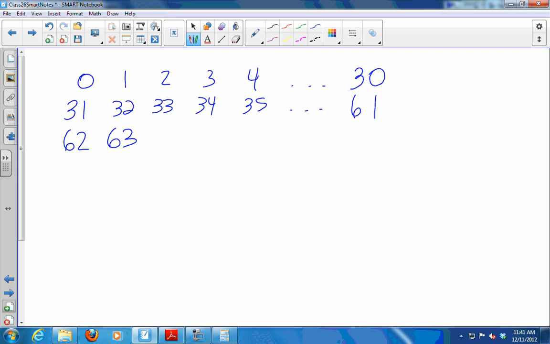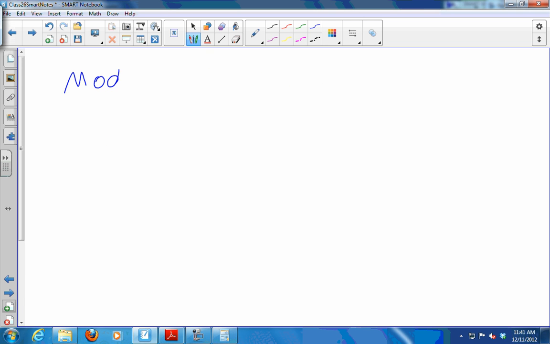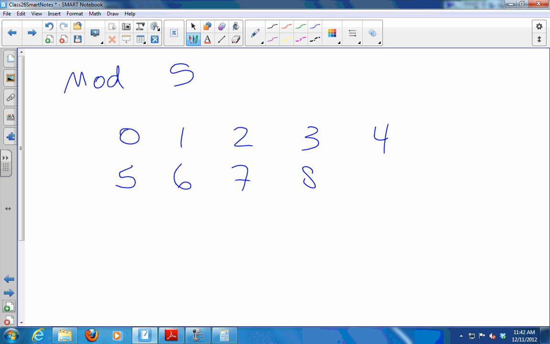So let's do a smaller one, like mod 5 arithmetic. It will be 0, 1, 2, 3, and 4, because those are the only remainders you can get if you divide a number by 5. 0 through 4. So the number 5 is actually equivalent to the number 0, because if you divide 5 by 5, the remainder is 0. 6 is equivalent to the number 1. So I can generate a list of numbers that are equivalent to 1 in mod 5 arithmetic.